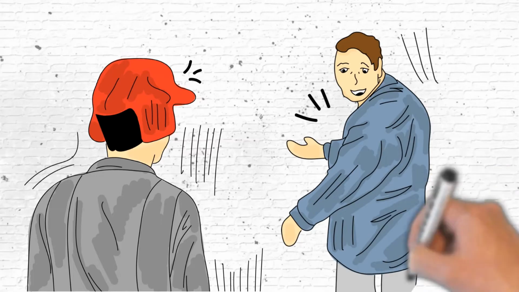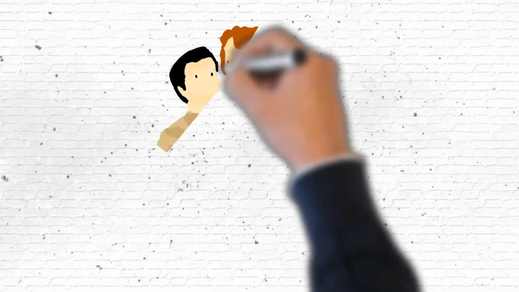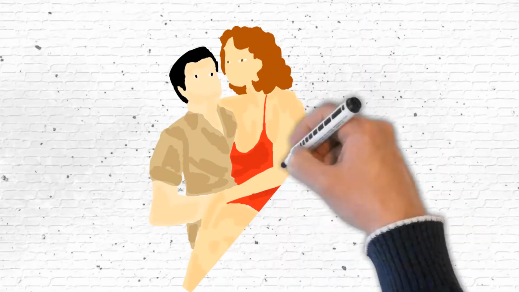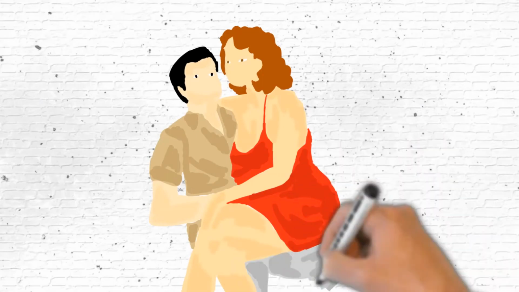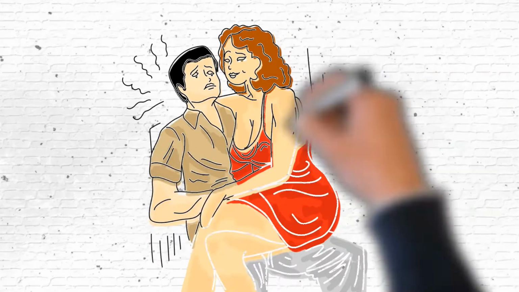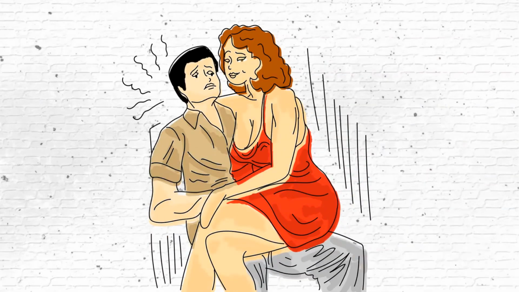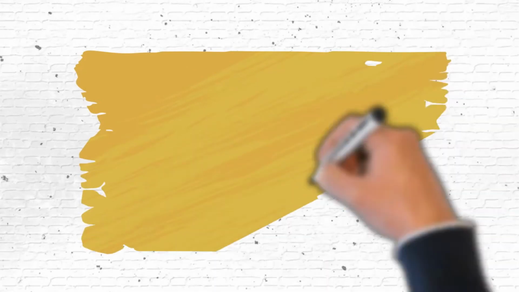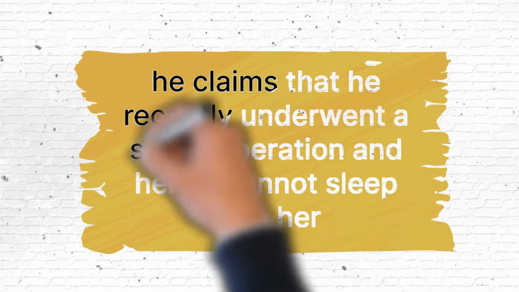$5. Holden agrees. A young woman, Sunny, arrives at his door. She begins to take off her dress. Suddenly, Holden starts to feel peculiar. He tries to make conversation with her. When she gets annoyed, he claims that he recently underwent a spinal operation and hence cannot sleep with her, but offers to pay her anyway.